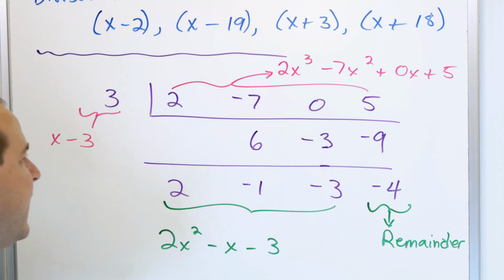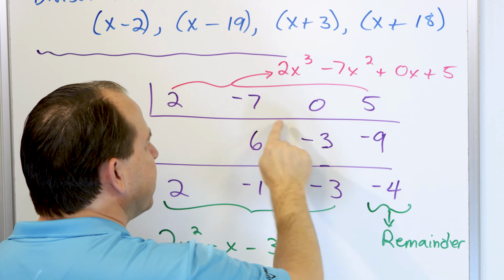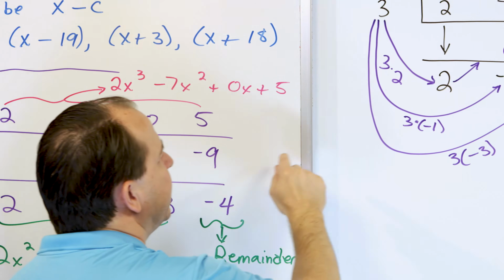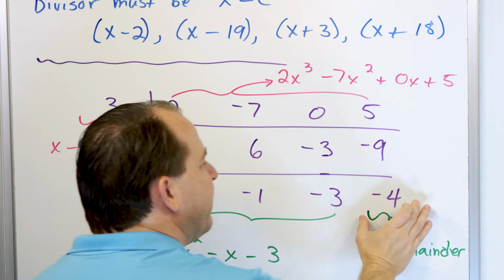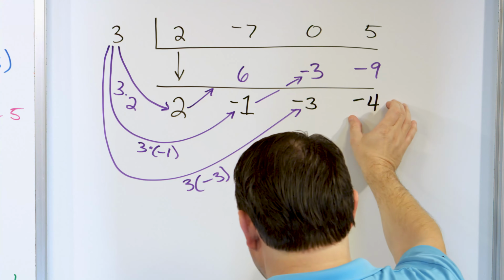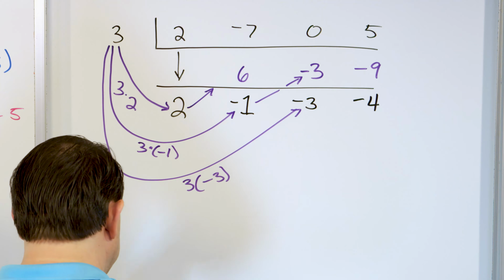Notice that's what I showed you here. I just didn't put all these arrows everywhere. You wrote the problem statement down. There are some intermediate numbers, 6, negative 3, negative 9. That's where they come from. And then you have the answers on the bottom. The very last number here is the remainder. And then everything before that is the actual polynomial.